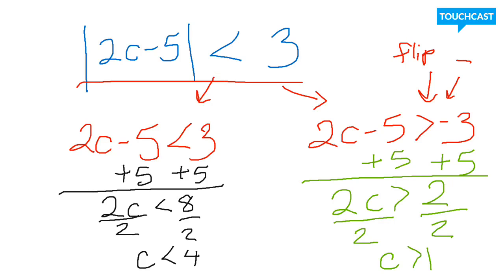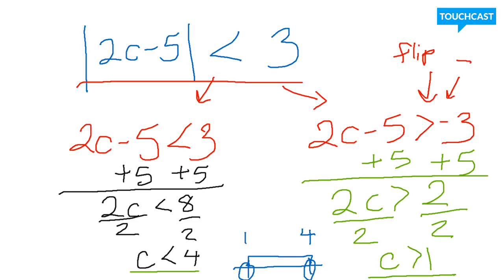So now I want to graph this. I have c is less than 4, and I also am saying c is greater than 1. Can it be less than 4 and greater than 1? Yes, that is true, and that is an intersection. If we were to graph this, it would look like this. Remember, this is an open circle because you have the less than sign, not less than or equal to. So it's an open circle, and it's between 1 and 4.